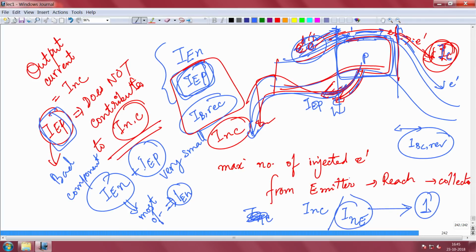That means 100% of the electrons that I am emitting here should be able to reach here, that is the idea. Because if 90% of them reach here, that means 10% has decayed here, okay. So that reduces your efficiency and your gain. So you want the maximum number of electrons from the emitter to reach the collector. So the collector current because of electrons divided by the emitter current because of electrons, this ratio should be as close to 1 as possible, okay. So that is a very important thing.